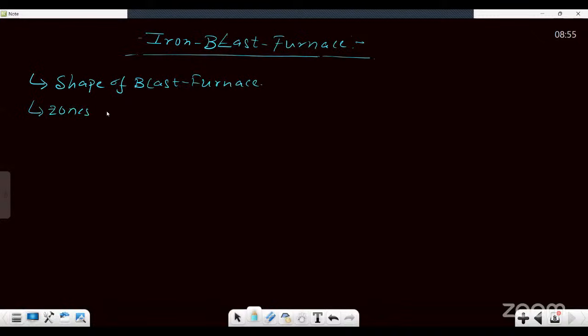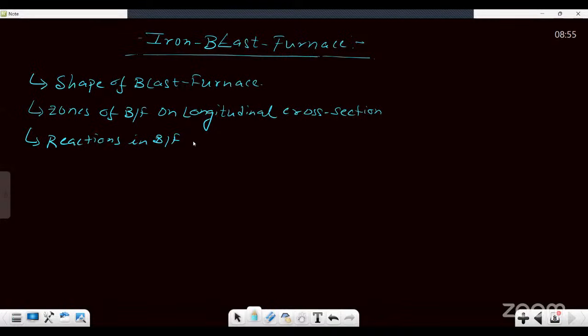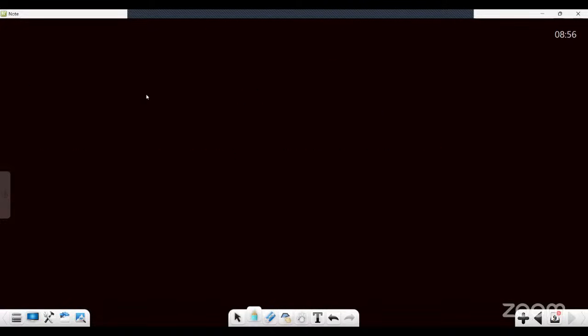After understanding the shape and the aerodynamics of the blast furnace, we'll be talking about the zones of the blast furnace on the longitudinal cross section. Then we will also talk about the various reactions taking place inside the blast furnace on the longitudinal cross section. All these things we will talk about.